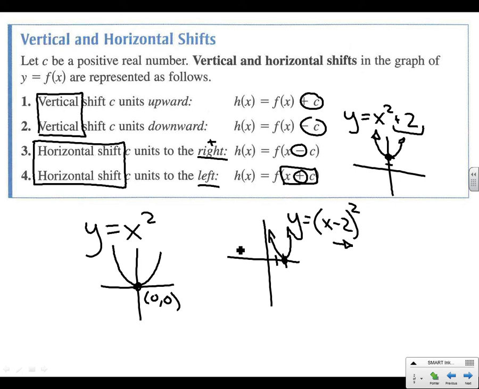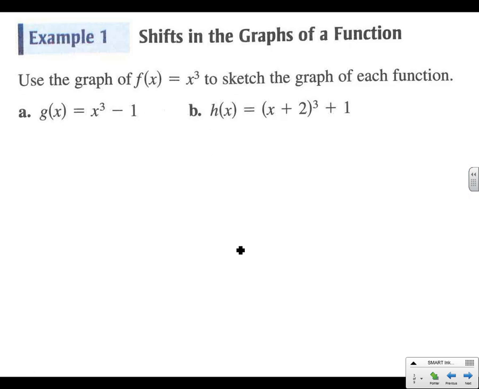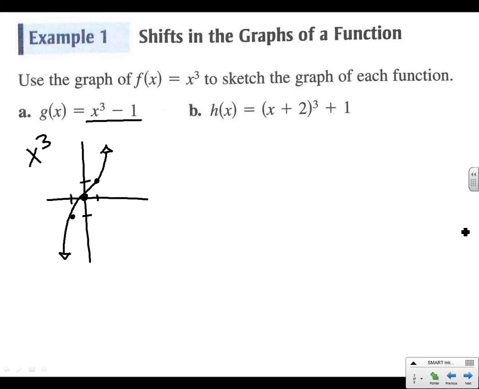All right? So that's pretty much what we're looking at today, horizontal and vertical shifts. We'll talk about stretching as well in a couple of examples. But first things first, let's see if we can graph these. So A, x cubed minus 1. So I know that x cubed looks like this. It goes through 0, 0, 1, 1, negative 1, 1. Those 3 points are important, and it's going to curve off of those.